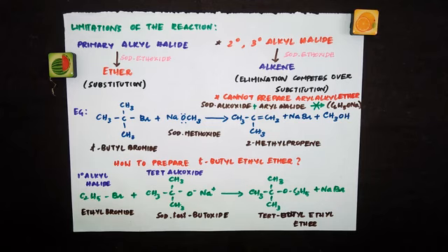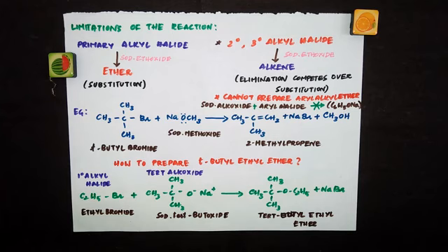Same way, they'll give you this reaction and they'll ask you, give reason why you're not getting ether as a product here. Instead you're getting 2-methyl propene. You should say here elimination competes over substitution. So elimination product is preferred in the case of tertiary alkyl halide.